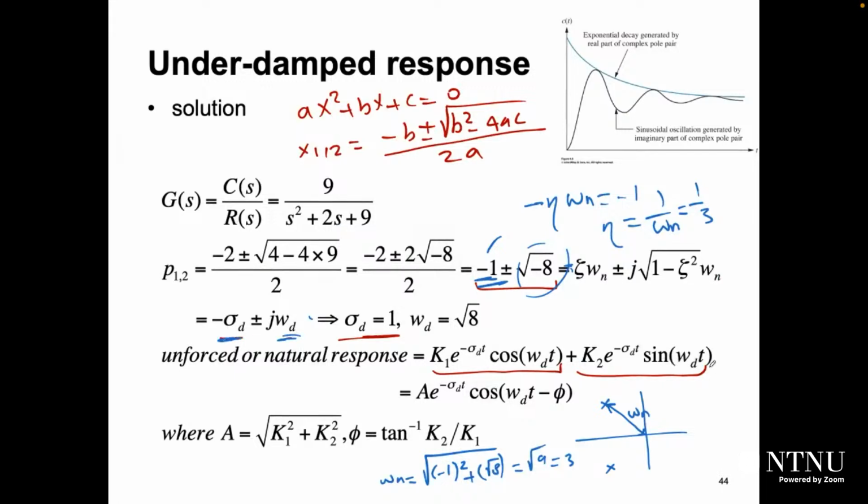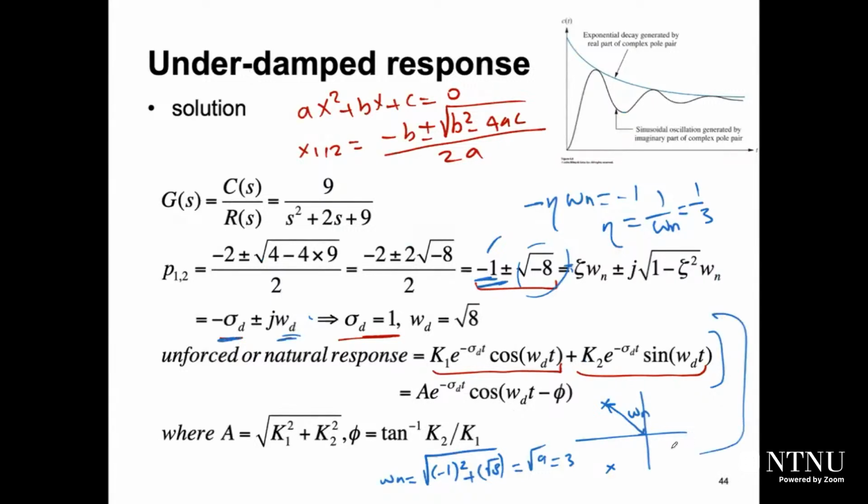It will be converted like this because it's a complex conjugate. This complex conjugate will correspond to this solution in real time. And if you want to make it compact, you can just write it as A exponential minus sigma d t cosine omega dt minus phi, where A equals square root of k1 squared plus k2 squared, and phi equals tan inverse of k2 divided by k1, right? So, if you want to get the time response quickly.